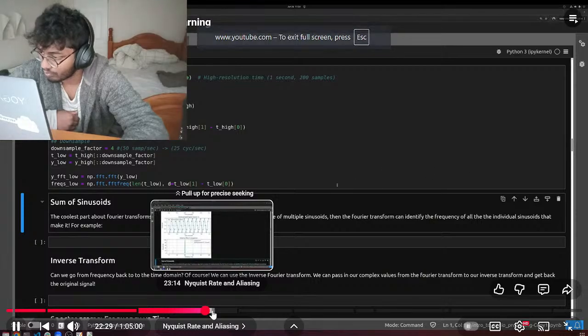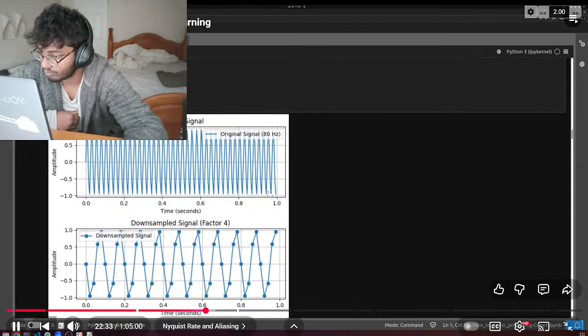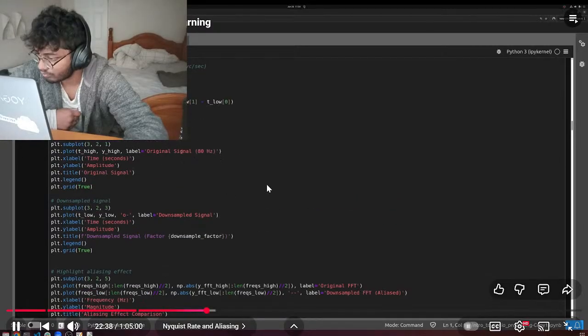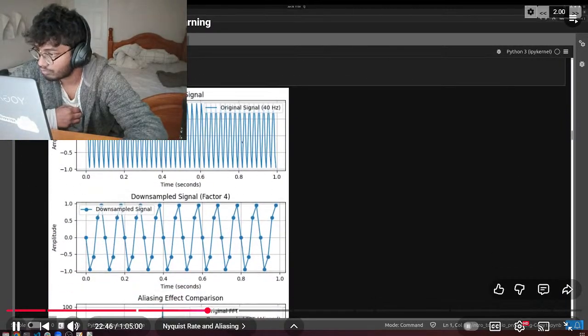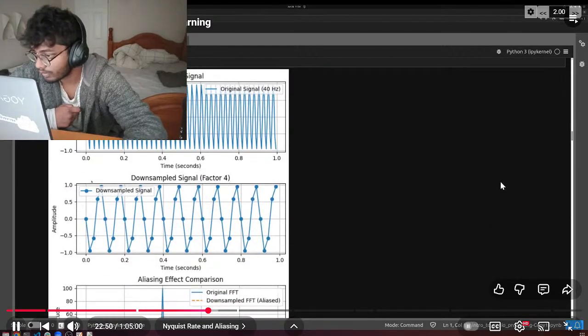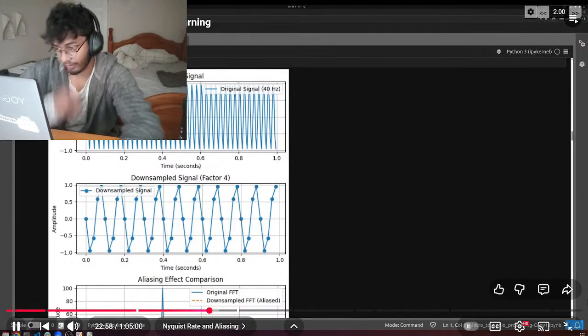Again, I'm not going to make you watch me create some plotting functions. So here's my original signal. I had, and this shouldn't be 80 hertz, this should be 40 hertz. There we go, 40 hertz. So I have 40 cycles happening in 1 second. But because I downsampled my signal by a factor of 4, now you can see we have 1, 2, 3, 4, 5, 6, 7, 8, 9, 10 cycles happening in the same amount of time because we've downsampled directly by a factor of 4.